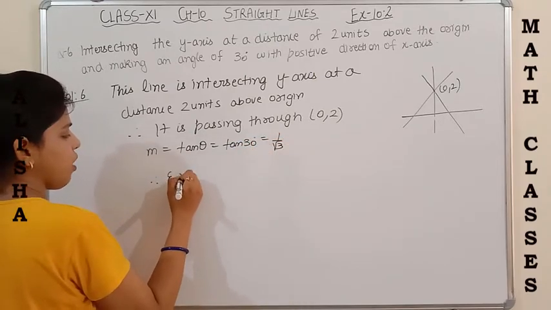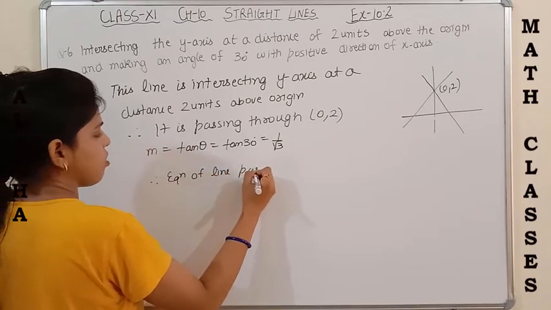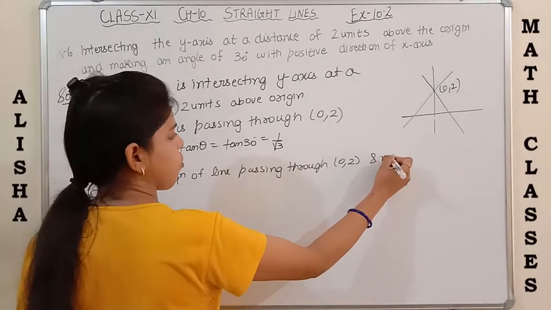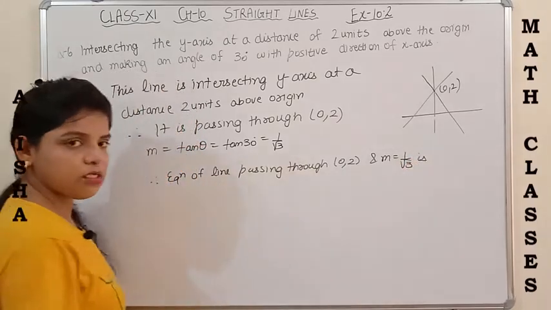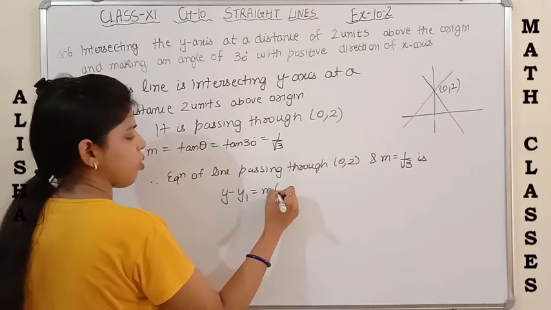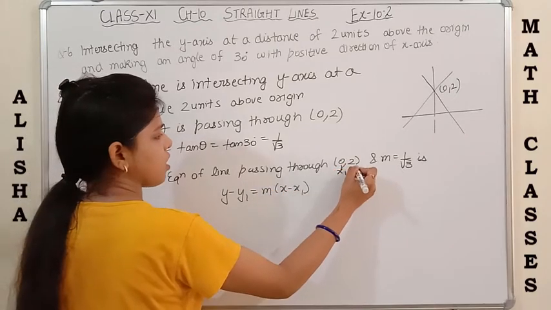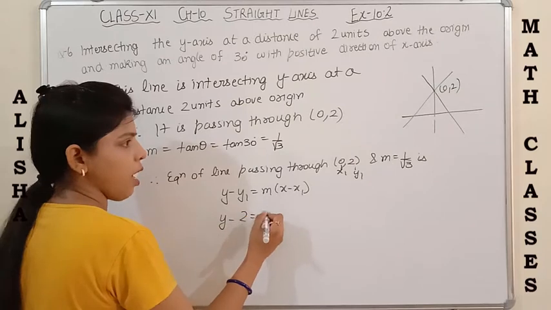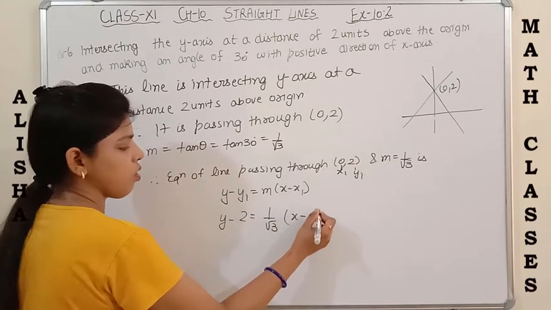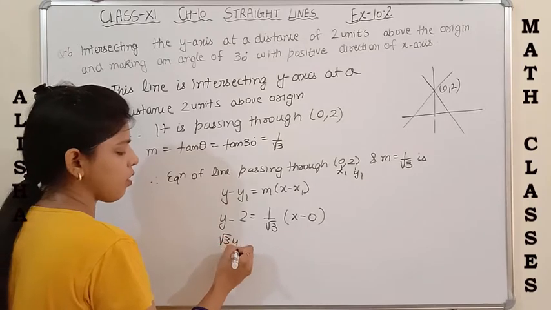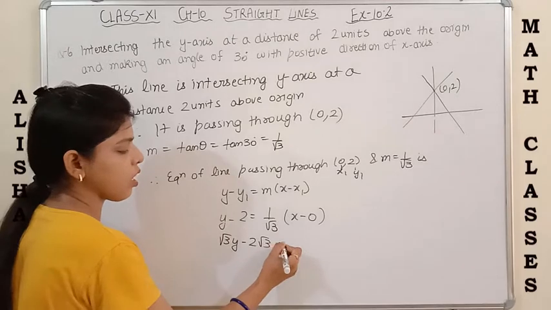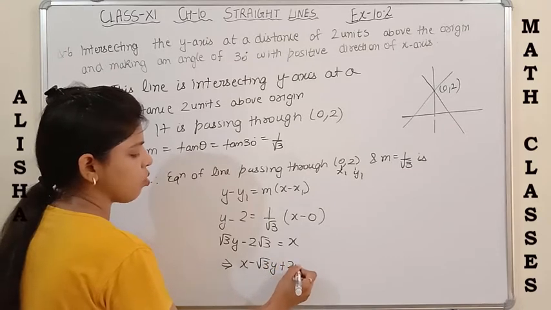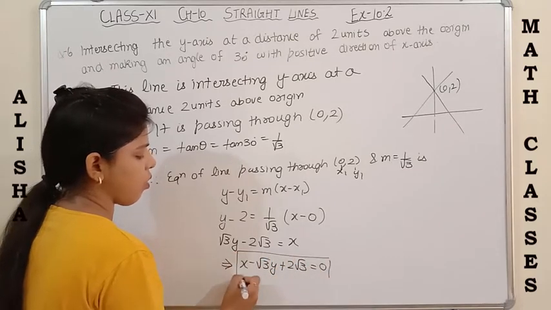So therefore, the equation of the line which is passing through the point (0, 2) and the slope is 1/√3. So the formula is same, that is y minus y1 is equal to m into x minus x1. Here this is x1, this is y1. So just put all the values of x1, y1 and m. y1 is 2, m is 1/√3, and x1 is 0. Cross multiply, y into root 3 becomes √3y. Minus 2 into root 3 becomes 2√3 is equal to x. So therefore, the equation is x minus √3y plus 2√3 is equal to 0. This is our required equation of line.